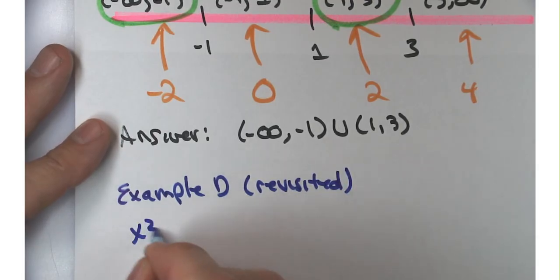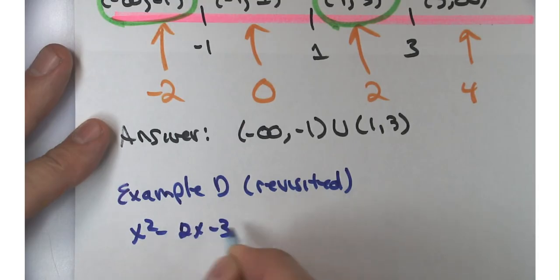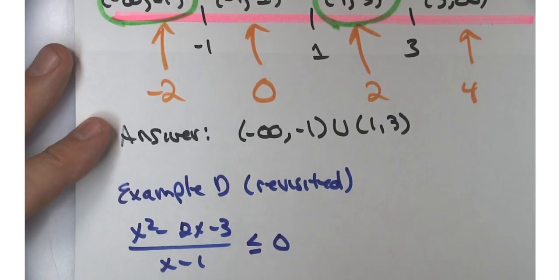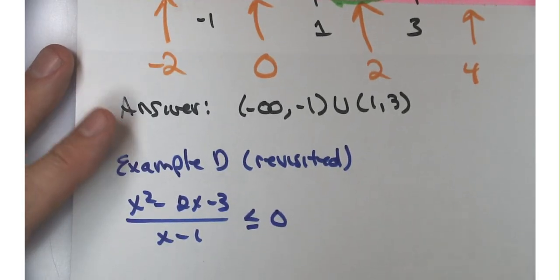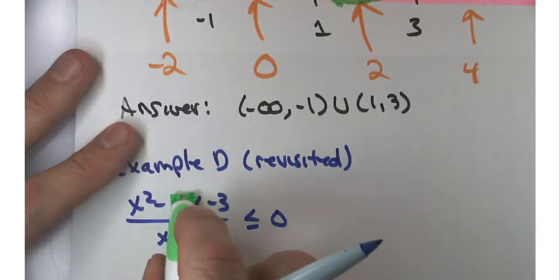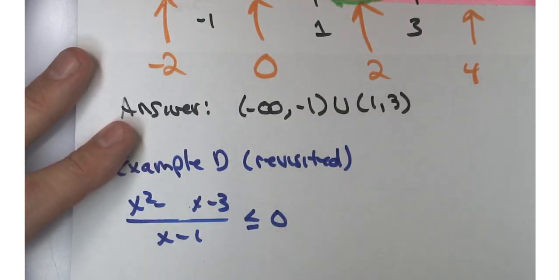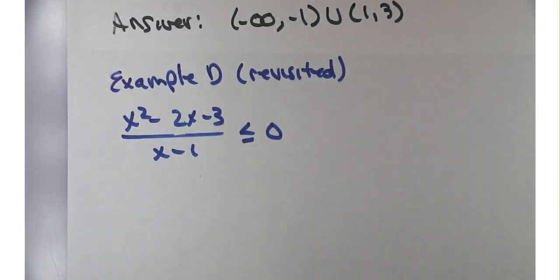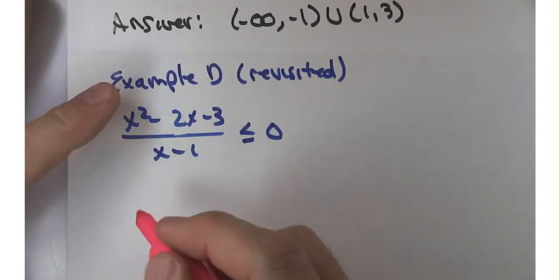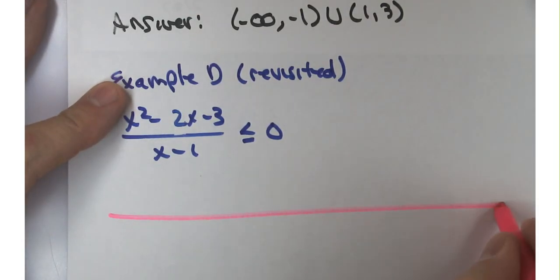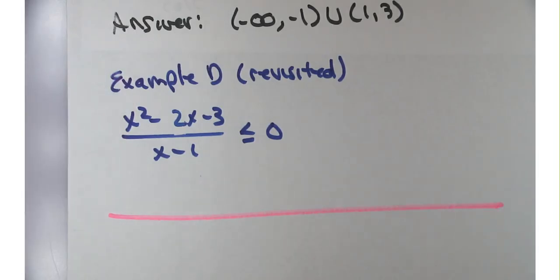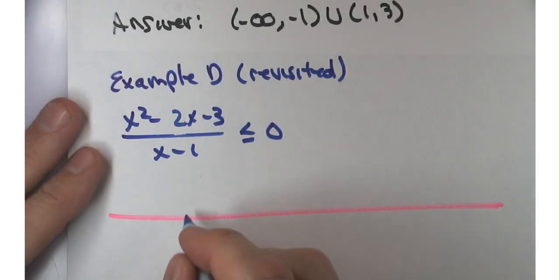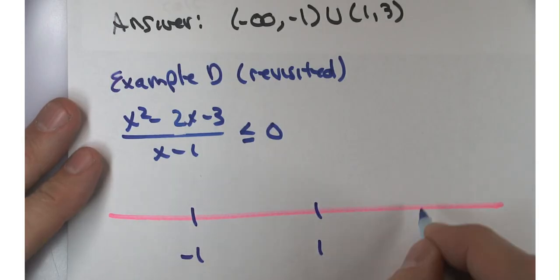So x squared minus 2x minus 3 over x minus 1. This time let's make it less than or equal to 0. And let's see what difference that makes. Well, for the most part, all of our work's going to remain the same. You're still going to have the same number line and critical points, so I'm not going to revisit all that. Let's put that there. In fact, I'm not even going to do any new test points. So I got negative 1, 1, and 3.